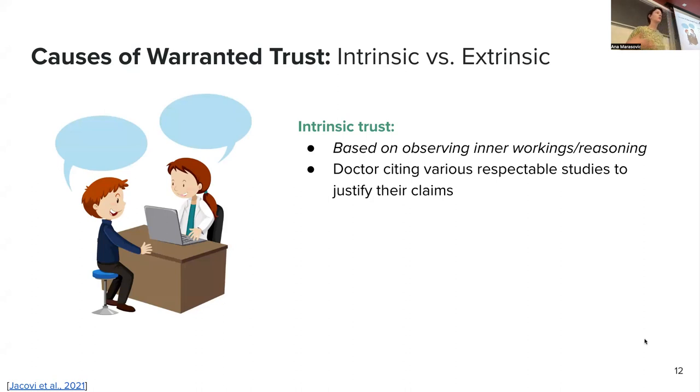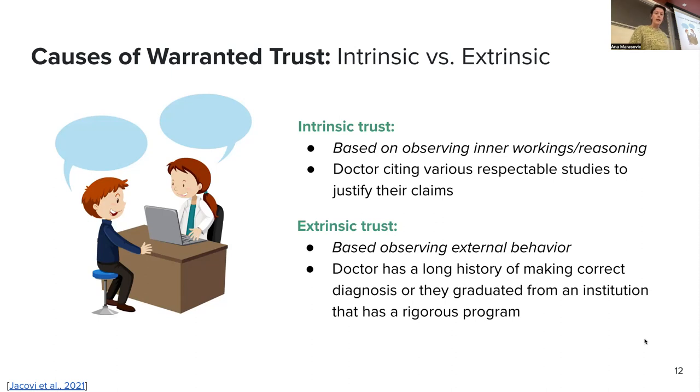To give you an analogy with human-to-human interaction, you can think about a doctor who is citing respectable sources to their patient, and let's imagine that the patients do want respectable studies, not something weird and made up on the internet. This would be how we can increase intrinsic trust. On the other hand, we can have extrinsic trust in a trustworthy model if it's based on observing external behaviors.